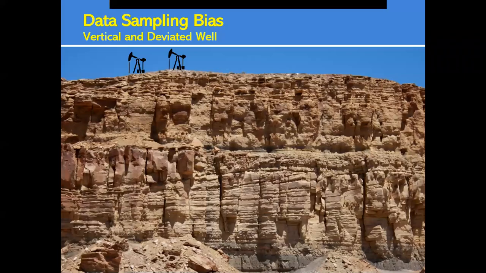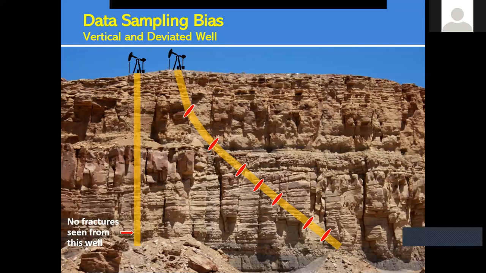We look at these examples. If we drill two wells, one vertical and the other one a deviated well, the chance of intersecting fracture in the vertical well is very, very small, right? In comparison to the deviated well, where we can get more fractures intersected by the boreholes. In the deviated well case, we can estimate the fracture density or fracture spacing from the logs. In this case, the image log that we acquire.